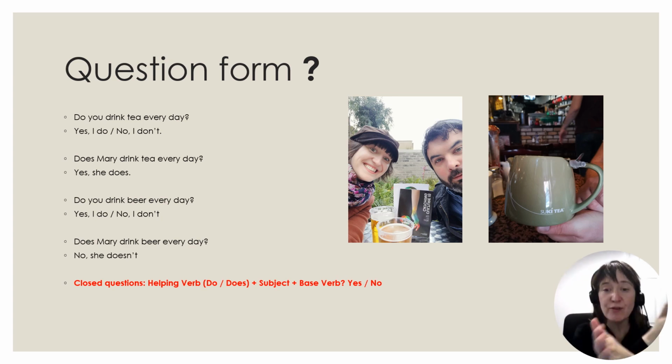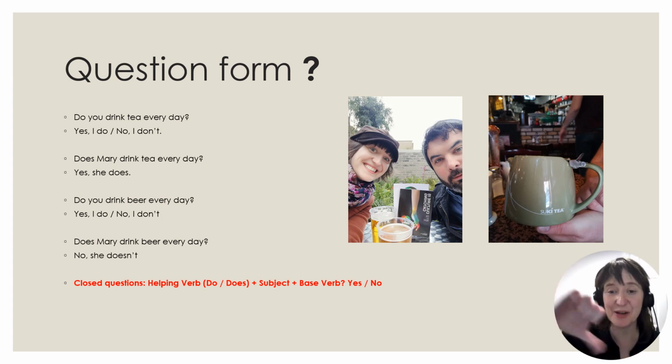Okay, let's look at the structure for question form. So we invert the helping verb, sometimes known as the auxiliary verb, and the subject. And then we add the base verb. Remember, we do not need to conjugate the base verb because the helping verb is already conjugated. Notice this is the structure for closed questions. When I say closed questions, I mean yes or no questions.